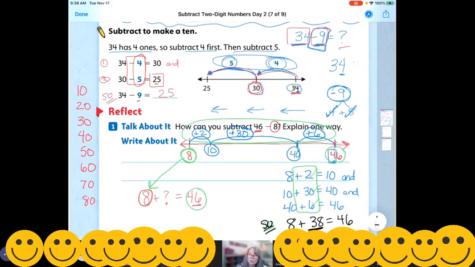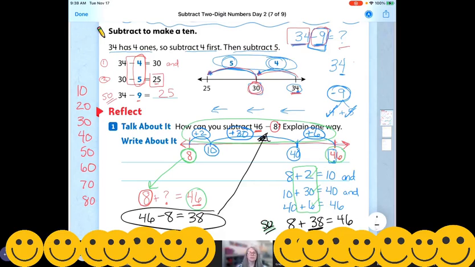Let's go back to the original problem. The original problem said 46, let's all write this, 46 minus 8, and we found out the answer is 38. So let's write 38. That's our final solution to this original equation. All right. Our strategy we used was to count up or add up, going to the first 10, going to the next 10, the higher 10, and then adding what was left over.